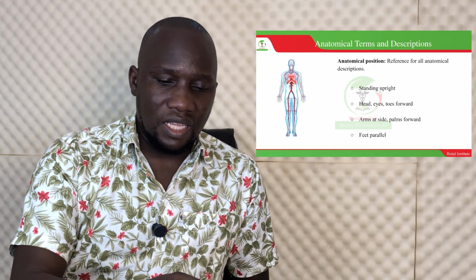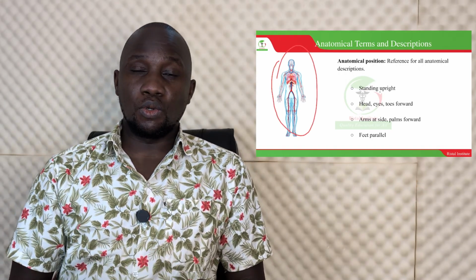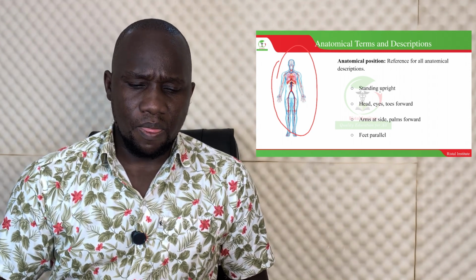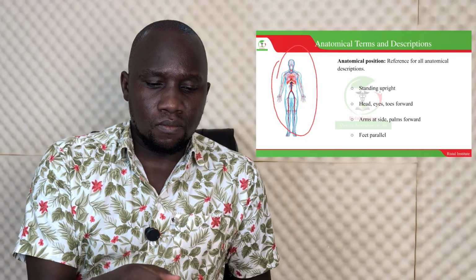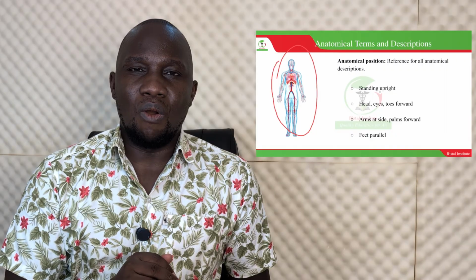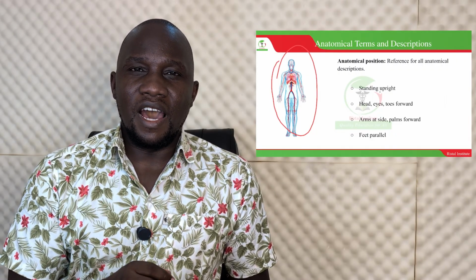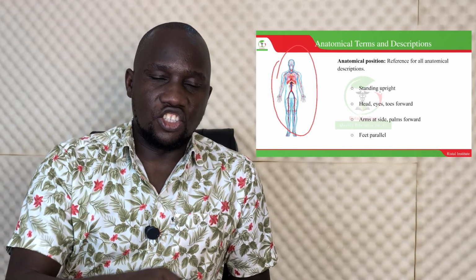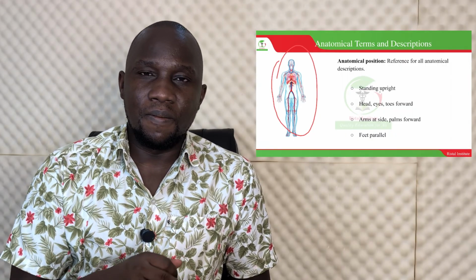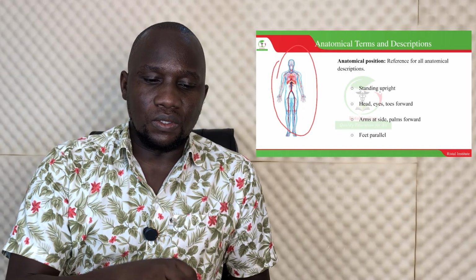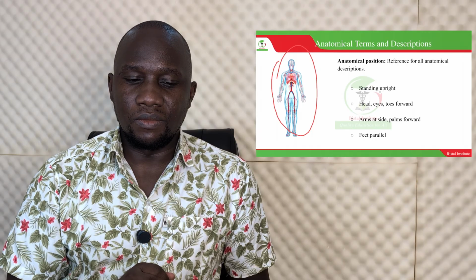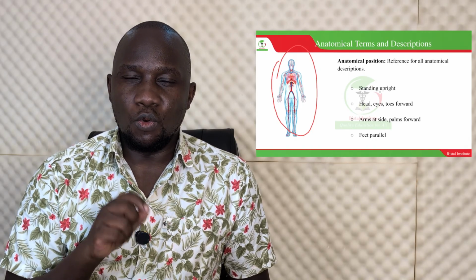So you can see this image here. This is what you call anatomical position. What are the features of this body? The person is standing upright. Okay, that is one. The hands are on the side, that is two. And the palms are facing forward, that is three. And the legs are close and parallel, that is four. Okay, that's what we want.